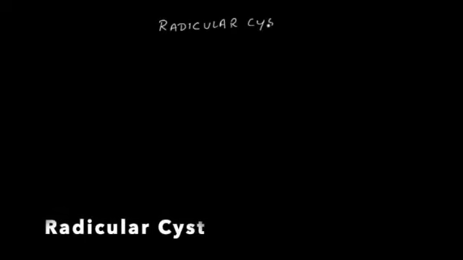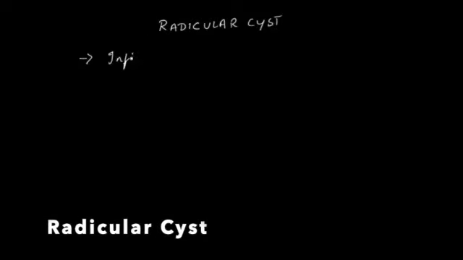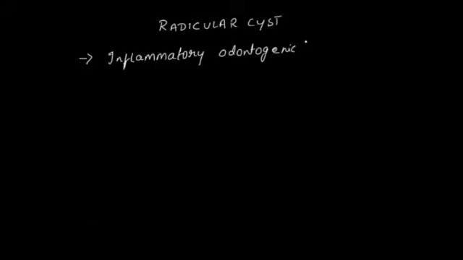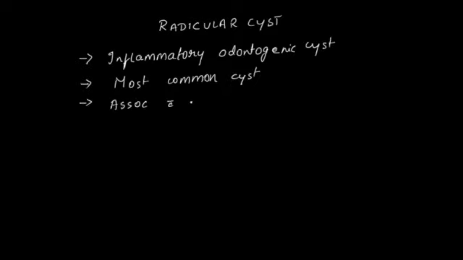Welcome back to Let's Draw series, and today's topic of discussion is radicular cyst. Radicular cyst is an inflammatory cyst of odontogenic tissues. It is the most common cyst, which makes up approximately 1/2 to 3/4 of all the cysts in the jaws. Association with a non-vital tooth is a very characteristic feature.